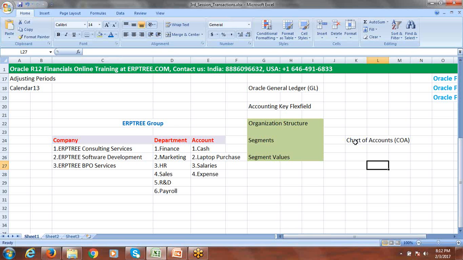What do we mean by chart of accounts? Chart of accounts consists of organization structure, segments and segment values. Now my simple question is, how can we create the chart of accounts? Where can we create the chart of accounts? Anyone?